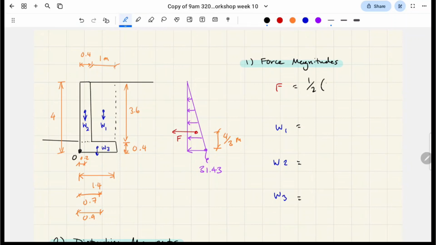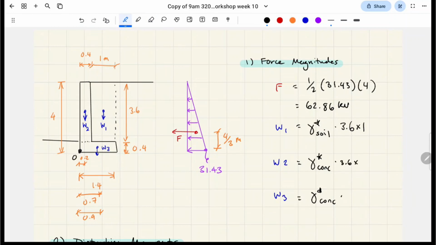This is half. We'll do the area of the triangle, so this is the base times the height. For the weight, we do the scaled unit weight of soil and concrete multiplied by that area that we can see. 3.6 times 1, 3.6 times 0.4, and 0.4 times 1.4, giving us 51.84 kilonewtons, 28.8 kilonewtons, and 11.2 kilonewtons.